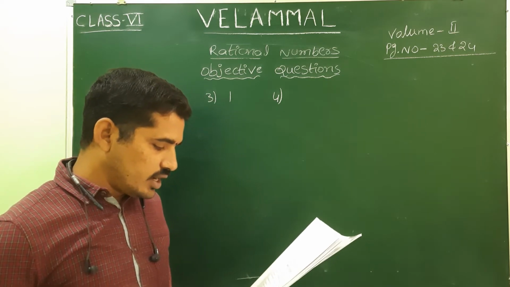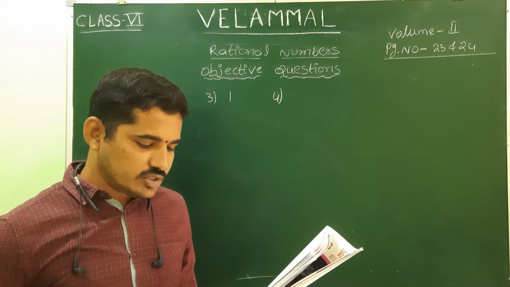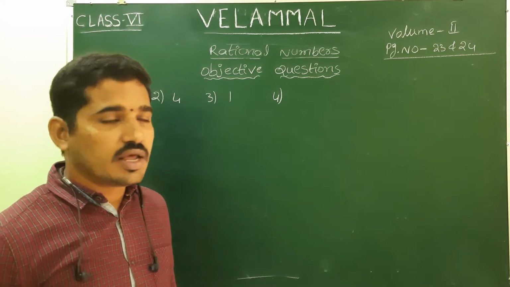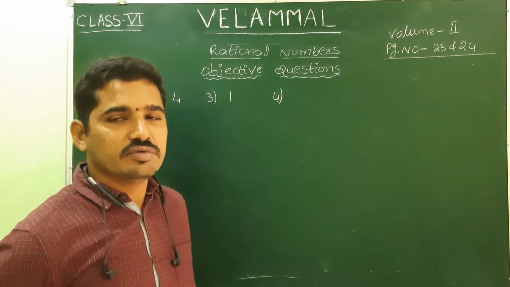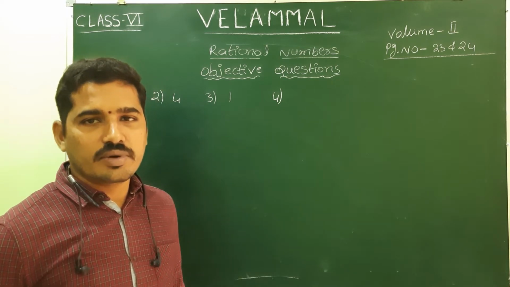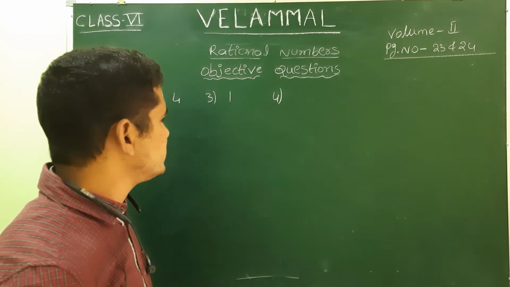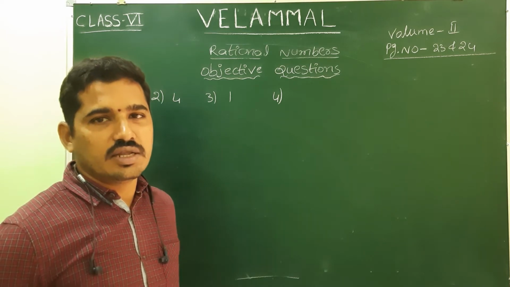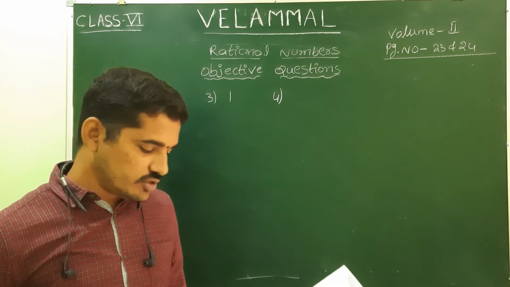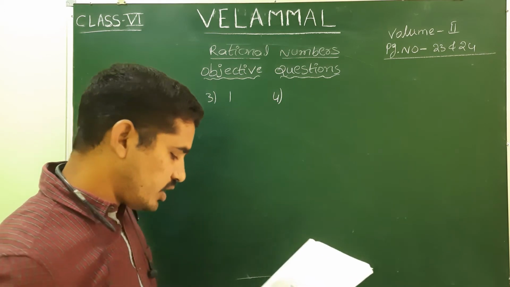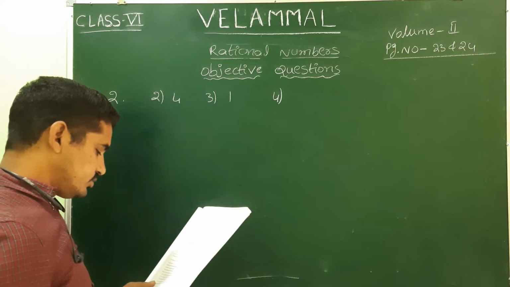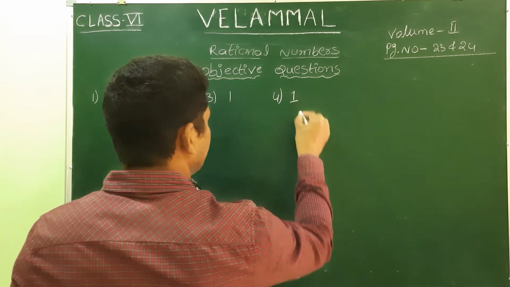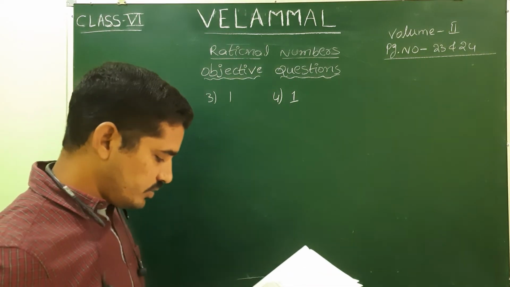If numerator and denominator are either both positive or both negative, then the number is, if both negative signs are there for numerator and denominator, or both positive signs are there, then we will say that the rational number is a positive rational number. So here we have the answer as the first one, positive rational number.